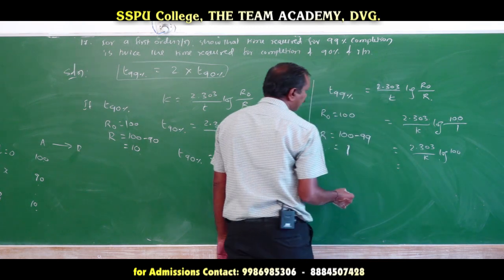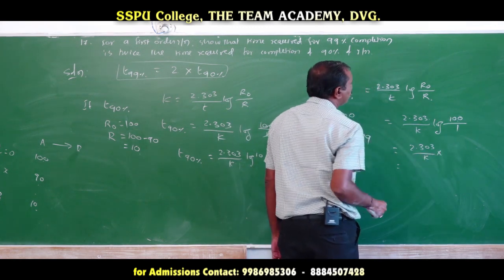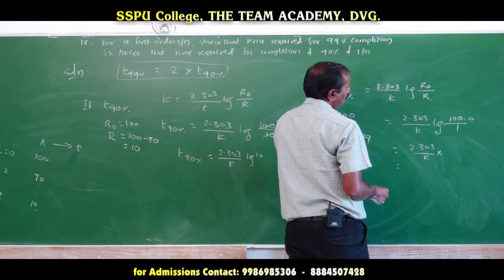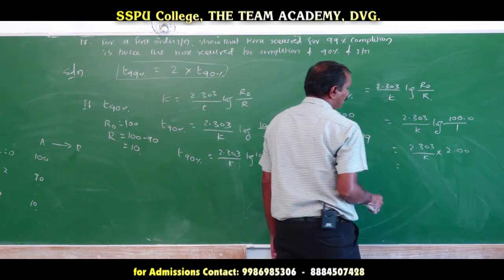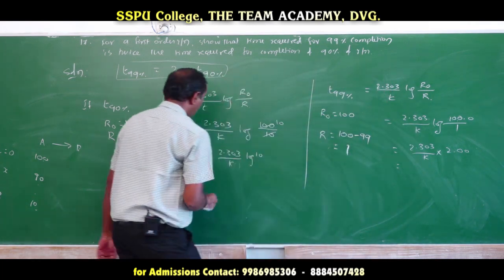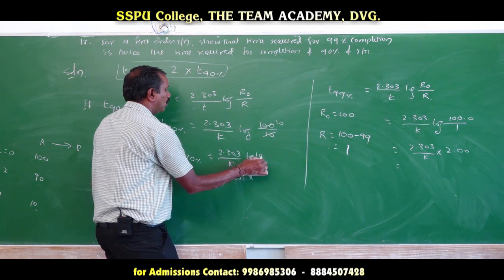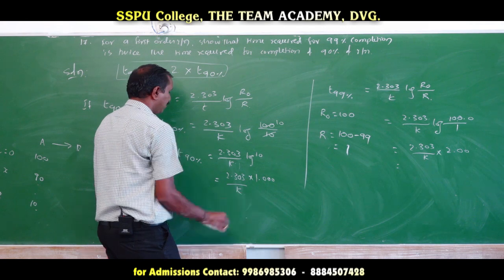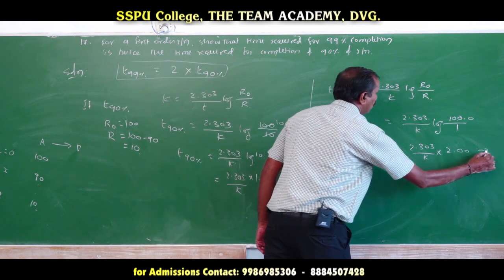Log 100 value is nothing but, shall I write? Characteristic 100 means what? 100.0. Characteristic 2, 10 under 0, 0, 0, 0, 0. Okay, so here 2.303 into log 10 characteristic 1, 10 under 0, 0, 0 by K. Done. So this is equation 1, this is equation 2.